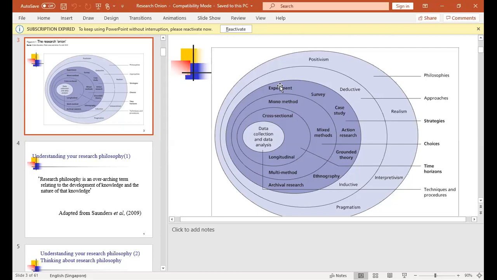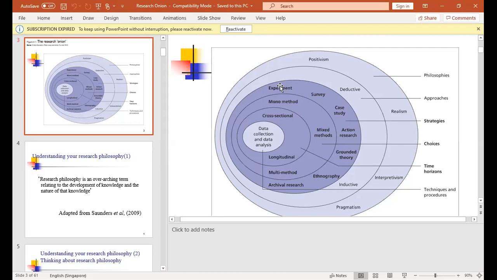Mono method is research where you adopt only one, let's say quantitative only or qualitative only. So research which is purely done based on a questionnaire is a mono method quantitative research. Research which is purely done based on interview findings is a mono method qualitative research. Mixed method means you have both quantitative and qualitative mixing. Multi-methods means you're either quantitative or qualitative, but you have multiple sources of data. For example, you collect data through observations and through interviews, or you collect data through a survey and at the same time analyze secondary data which is available from another source.